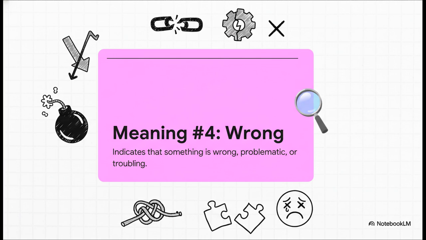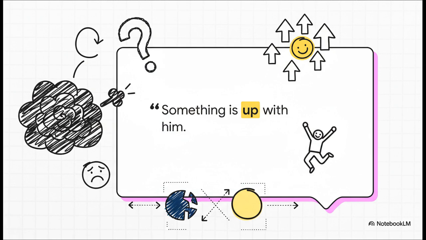But okay, here is the big twist. After all that positivity, up can mean the complete and total opposite, that something is wrong, that it's problematic or troubling. Just think about that for a second. He is feeling up means he's cheerful. Something is up with him means there's a problem. The exact same word completely flips the meaning from positive to negative, all because of a tiny change in phrasing. That's the incredible power and complexity hiding in this one little word.